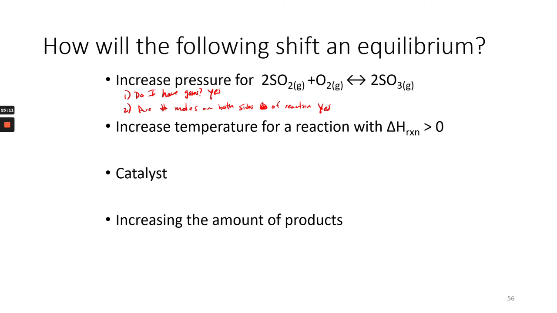And how will it have an effect? I am increasing pressure. When I increase pressure, you're going to move towards smaller moles. Here I have 2 plus 1, here I have 3 moles. Here I have 2 moles. So it will move forward.